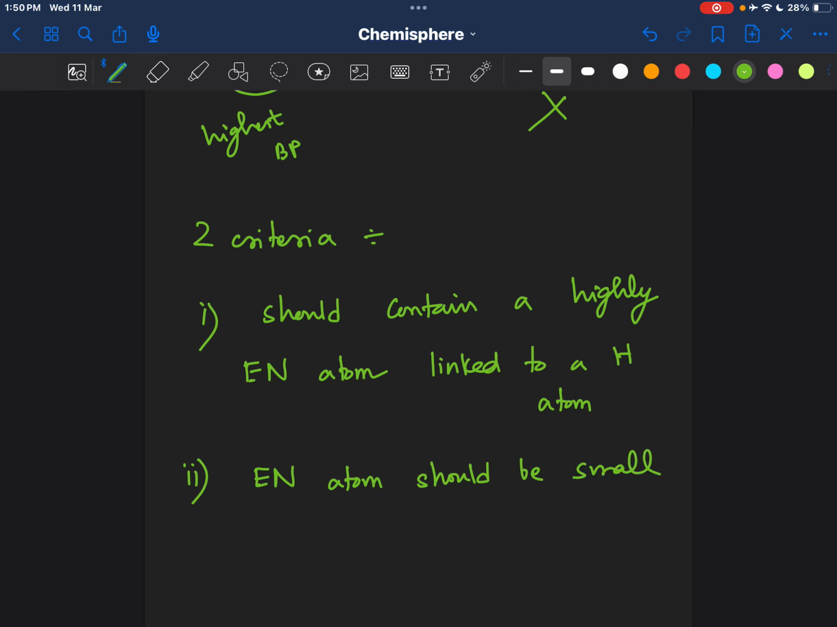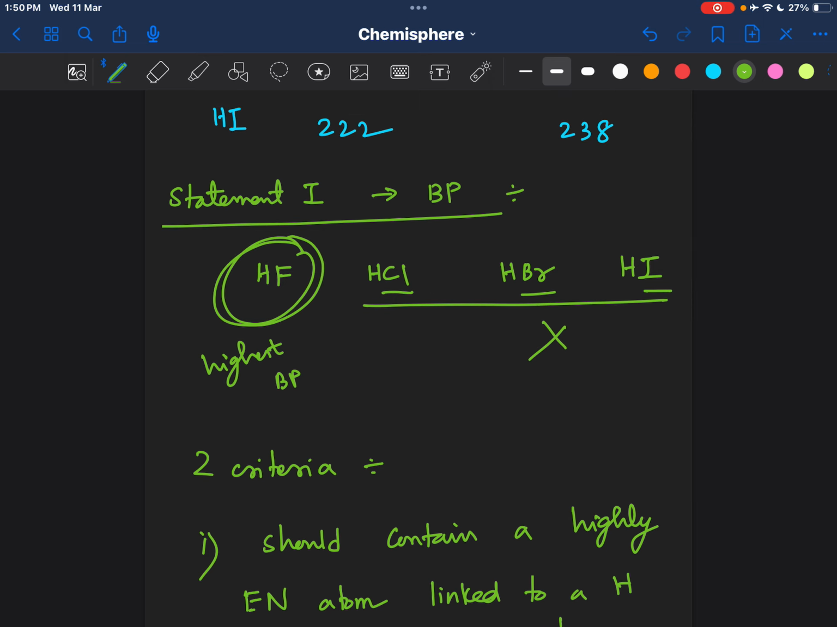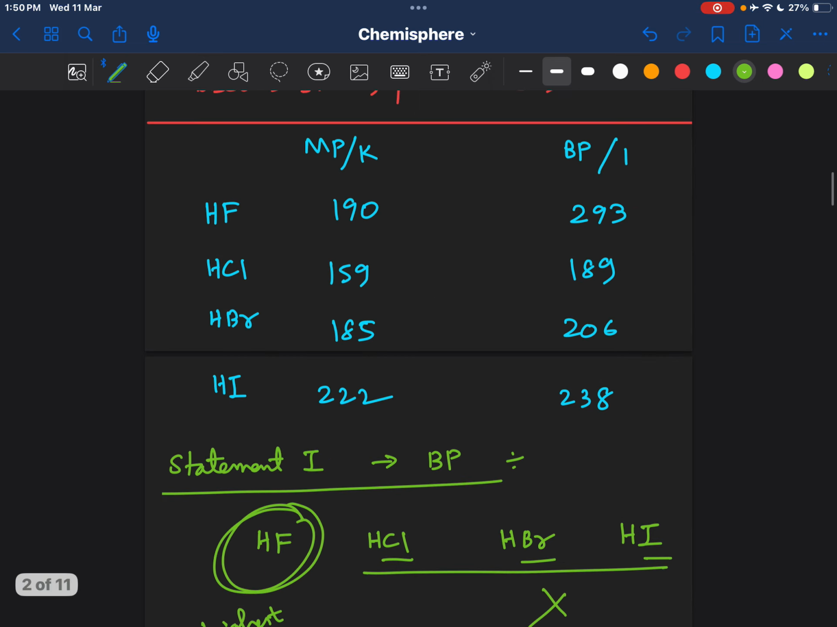Okay, so therefore only limited atoms linked to hydrogen can show hydrogen bonding. So those atoms are fluorine, oxygen and nitrogen. So whenever these are present adjacent to hydrogen, then we say that they can show hydrogen bonding. So you can see chlorine, bromine, iodine, they are electronegative, but they are a bit bigger in size, therefore they don't form hydrogen bonding. So it is understood that hydrogen fluoride has the highest boiling point. There is no doubt about it.